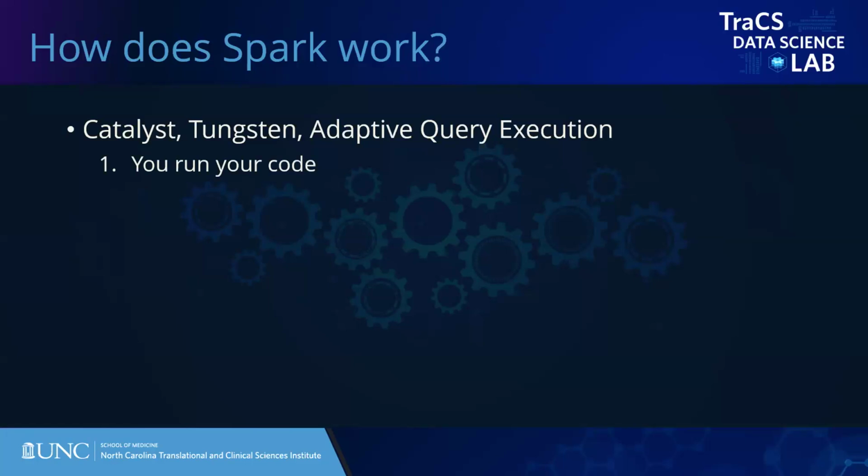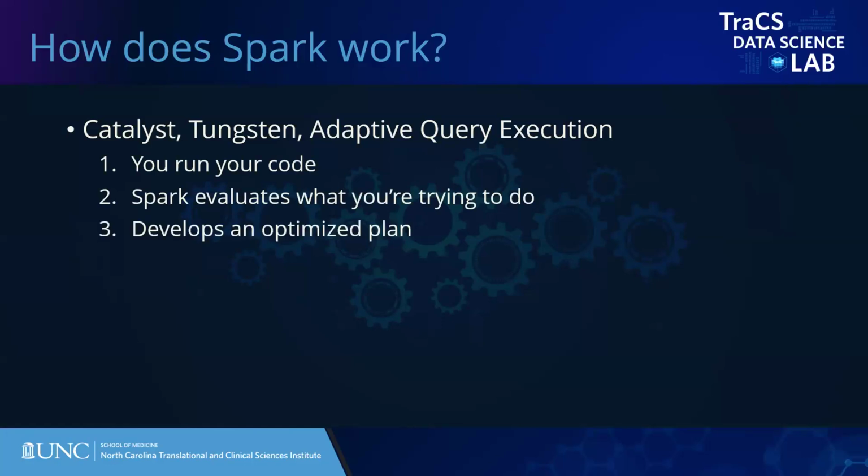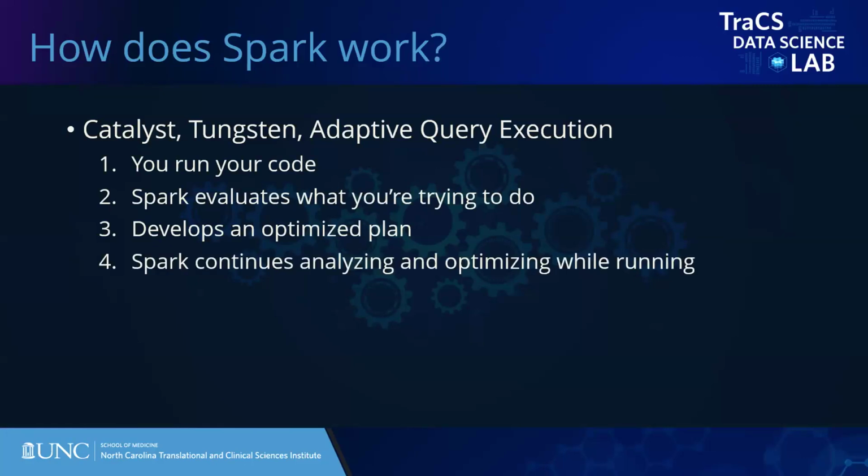So you tell Spark to run your code. Spark evaluates what it is you're trying to do. And then it develops a series of possible plans, runs estimations on those to try to figure out what the optimal plan is. And then it goes ahead and executes that one. And then this is where the newer tool, adaptive query execution, comes in, because now, even while Spark is going ahead and executing that plan, it gathers some analytics while it's working to test its performance, look for ways to further optimize the execution plan, and it will go ahead and implement those optimizations on the fly while it's running.